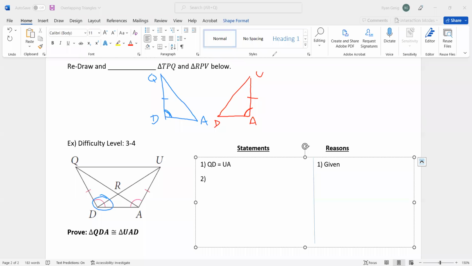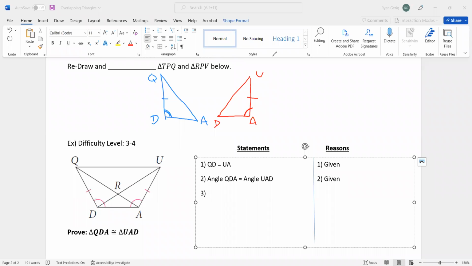Now I'm going to type that. Can't just put it on the picture without typing it. So angle QDA is congruent to angle UAD. Again, that's given. Okay, so there's two pieces though, right? That's two pieces of information that are congruent. That's good.